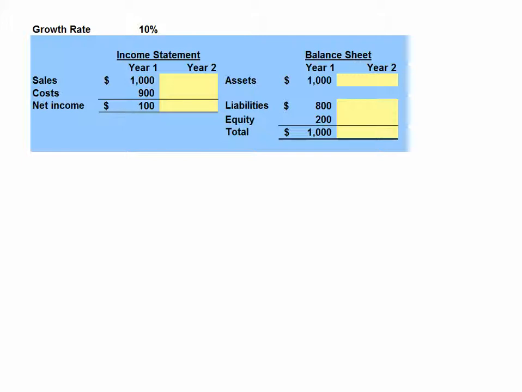Let's assume we've got a year one income statement with sales of $1,000, costs of $900, with net income of $100. If we have a 10% growth rate in sales, that means our sales next year will go up to $1,100. Under our percentage of sales approach, we're going to assume our costs and assets both change as an equal percentage of sales. So if sales are up 10%, we would expect all of our costs or expenses also to increase by 10%. So they'll go up to $990, which means we'll have net income of $110.